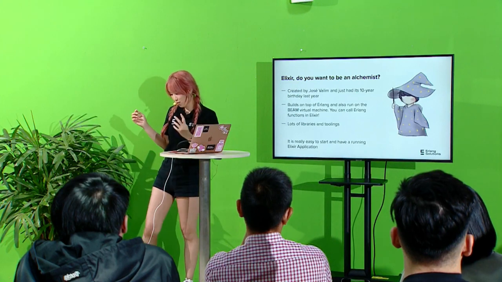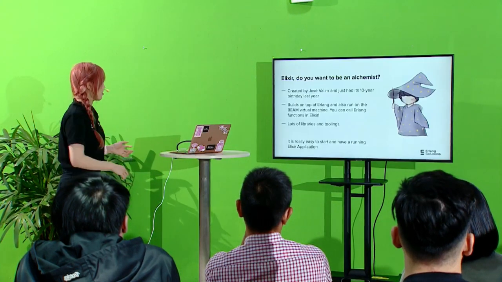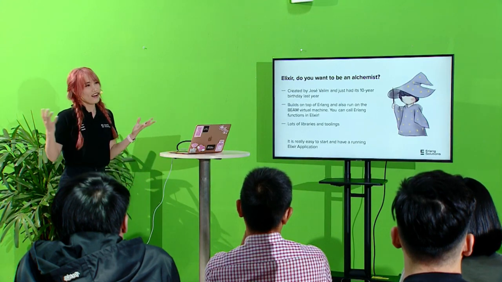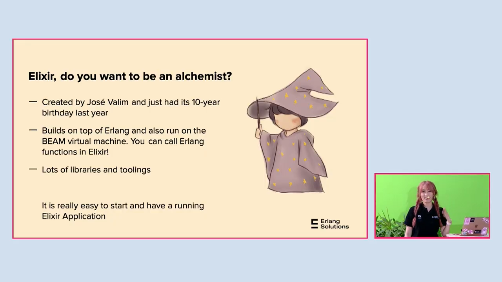So that's why there's Elixir. Elixir has a little bit more modern syntax. I will have some demo code later, so you will see how Elixir code works. Elixir was created by Jose Valim from Brazil, and it just had its 10 year birthday last year. Erlang is around from the 80s, and Elixir is just around 10 years. It's built on top of Erlang, runs on the Beam virtual machine, and you can actually call Erlang functions from Elixir.